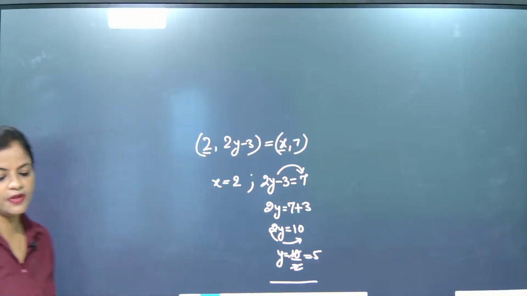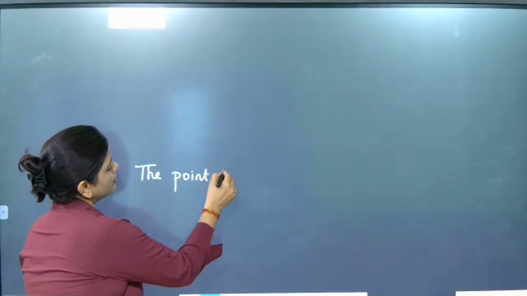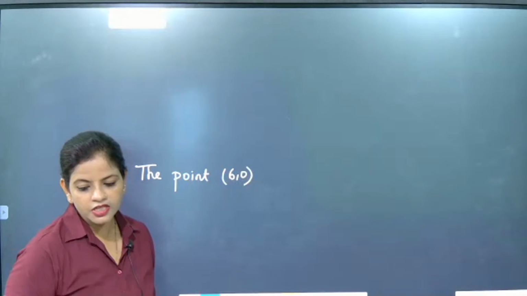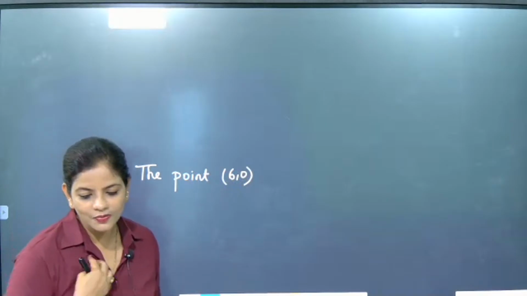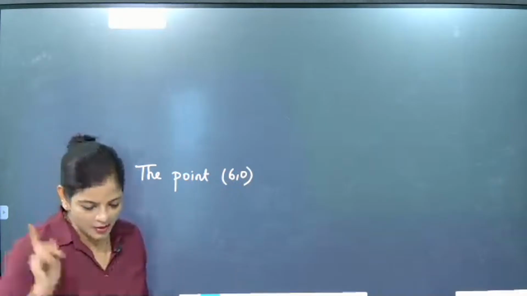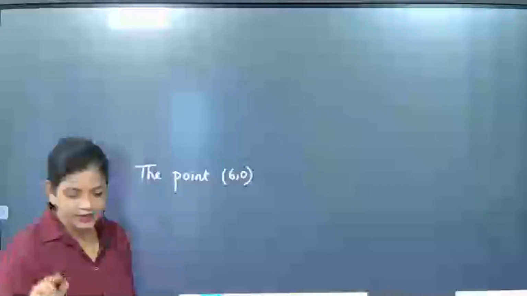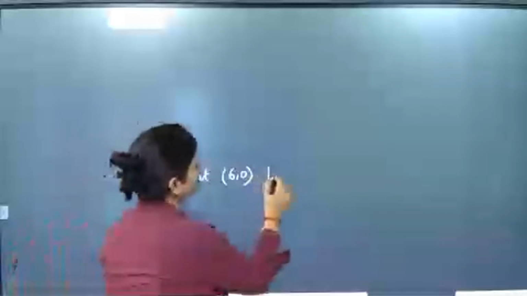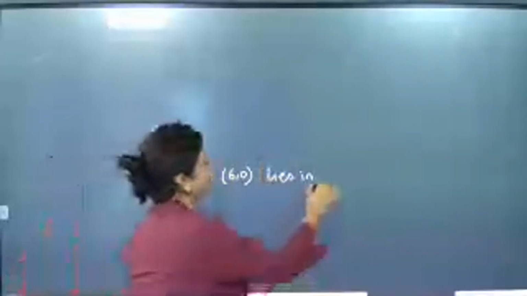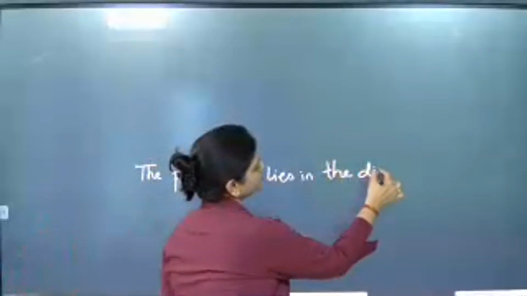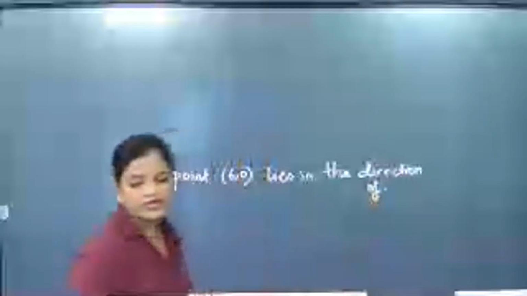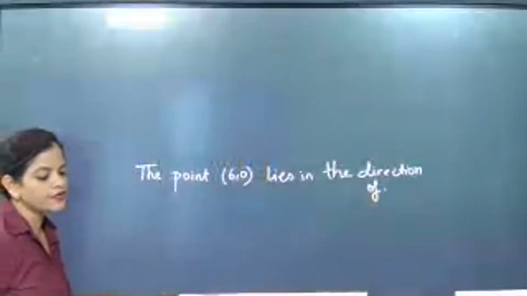Okay, abscissa part will be equal to abscissa 6 comma 0. Now this is the point 6 comma 0. No problem. The question is, the point 6 comma 0 lies in the direction of... Write this question: the point 6 comma 0 lies in the direction of. So it will be lying in which direction?